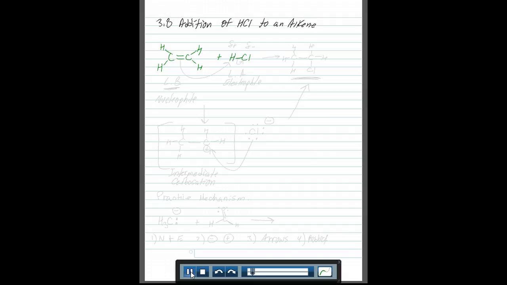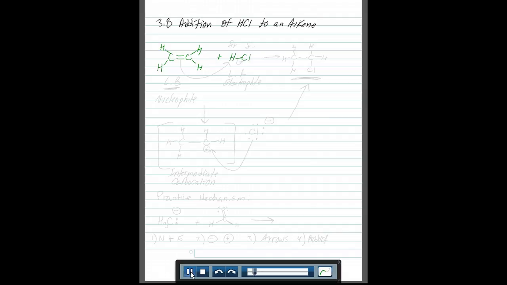Okay, so this is our first reaction. We're going to spend a lot of time on this for this chapter, and we'll spend a lot more time on it in chapter 4. But for right now, let's just take this reaction and talk about a mechanism. Talk about how you look at mechanisms and why we do mechanisms.